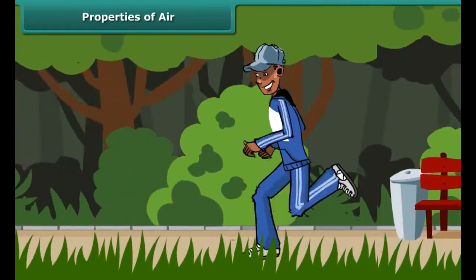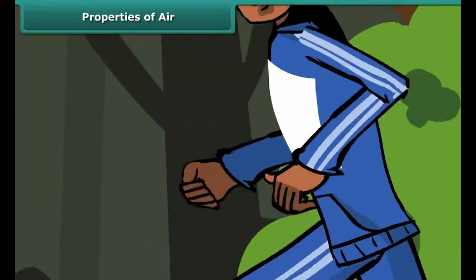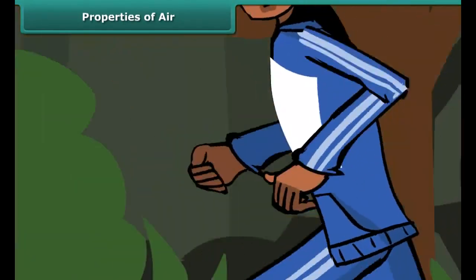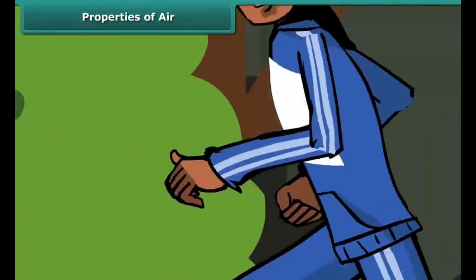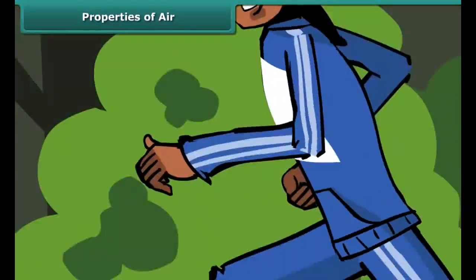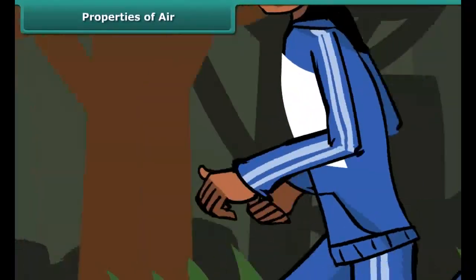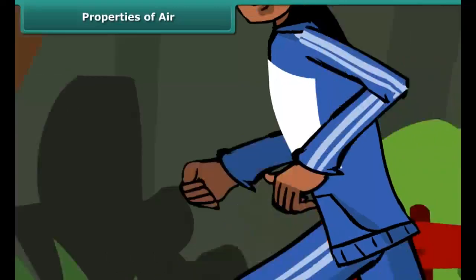Go to a park nearby. Start running in a straight line. Put a handkerchief against your body and continue to run. Does the handkerchief fall? No, it doesn't. The air around exerts pressure on the handkerchief and makes it stick to your body. This activity proves that air exerts pressure.